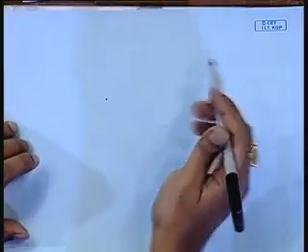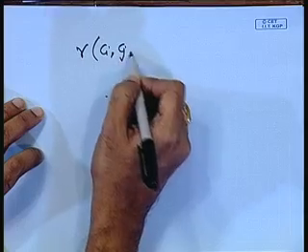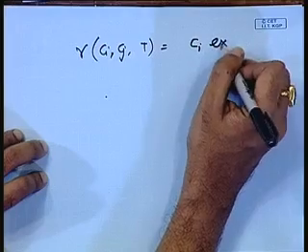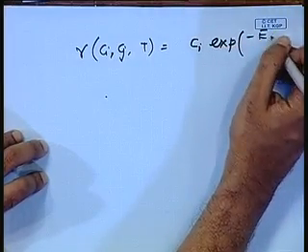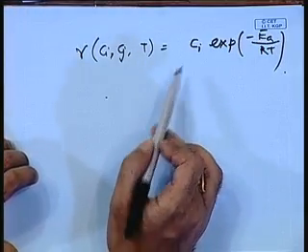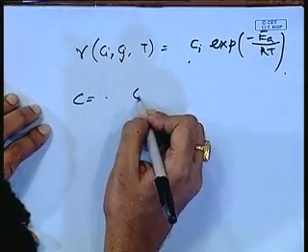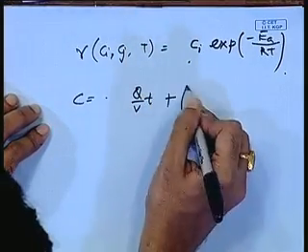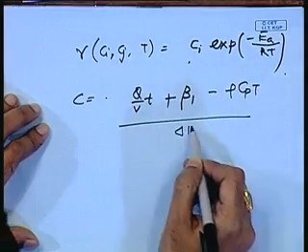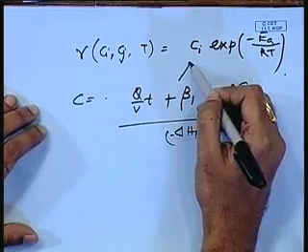Now, how does it help? See R, for a first order reaction, is typically Ci times exponential of minus E over RT. Because C is linear here, you can replace C by what you got over here. So C you can write as Q over V times t plus beta 1, a constant, minus rho Cp T, divided by minus delta Hr.